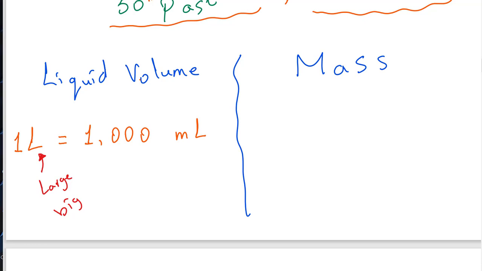You know that 1 liter is the milk. When you buy a bottle of milk, you can buy 1 liter, and so on. And the milliliter is for very small things like an eyedropper. If I have an eyedropper to make drops, this is very small. Its volume is very small. So this is the liquid volume.